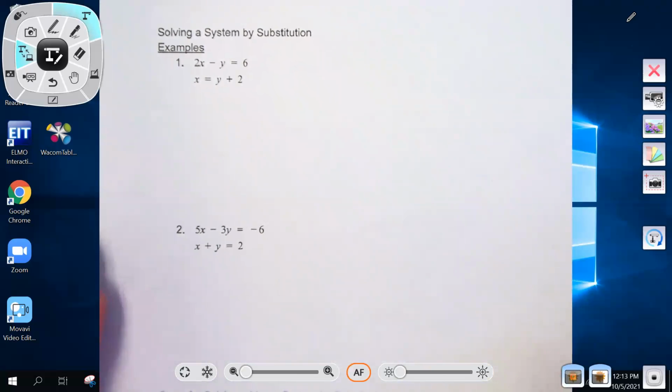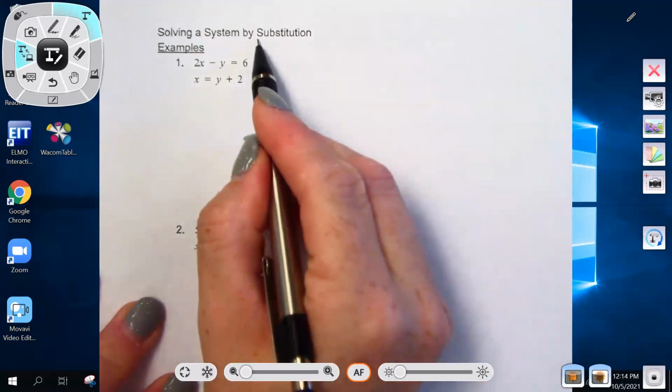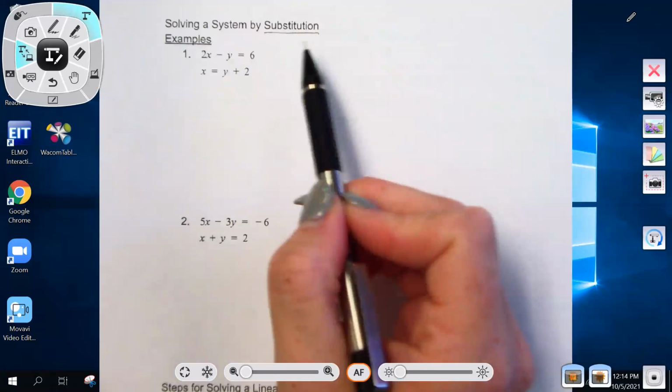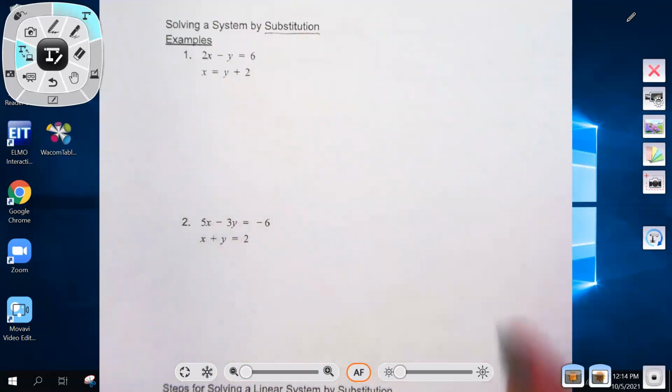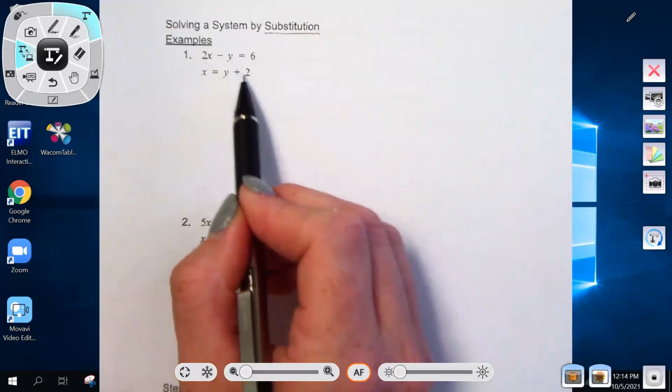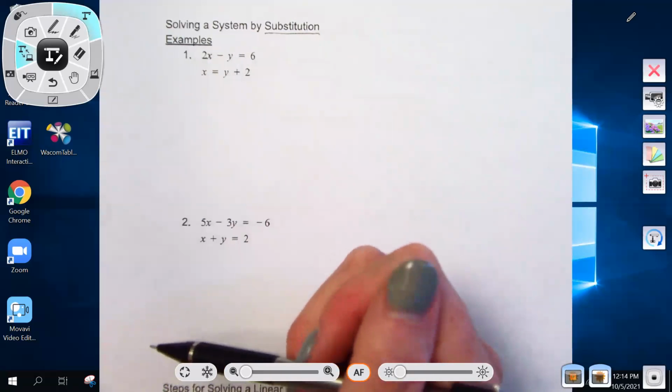Okay, so now on the front page, we were given an ordered pair and we were testing to see if it was a solution. Now we are actually going to find the solution ourselves. We're going to do that by substitution. All that means is for substitution, we are going to take one of the variables and replace it with something from the other equation.